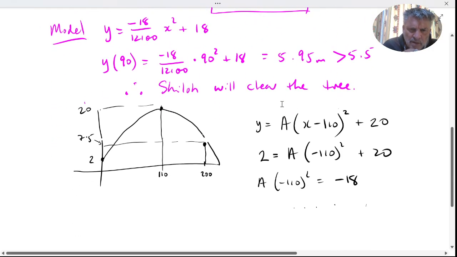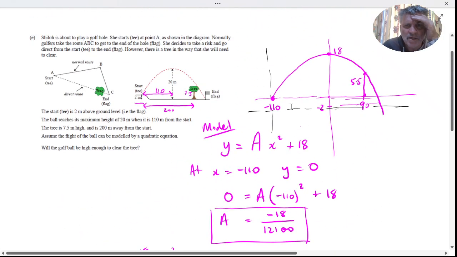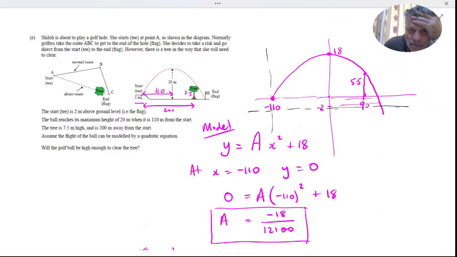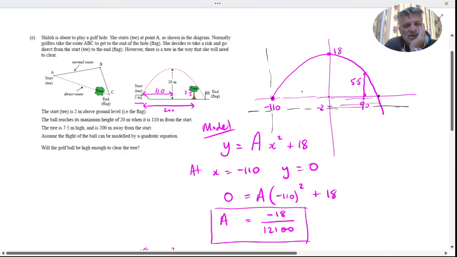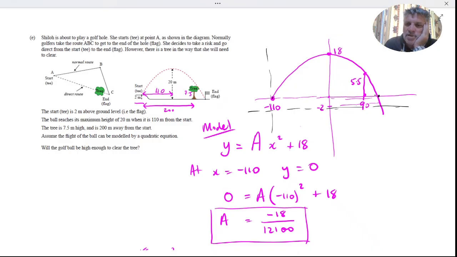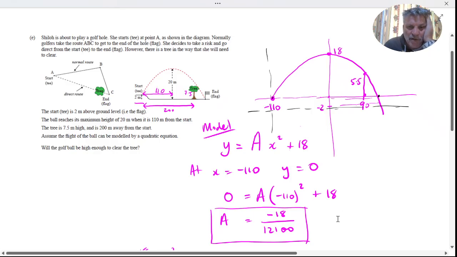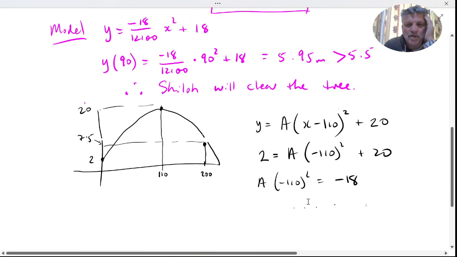In other questions, it might be easier to get two completely different sorts of solutions. We could get the roots here by making this 110 and this will be 220 because it's symmetric. But yeah, there are other ways to do the model, and they could work as well.